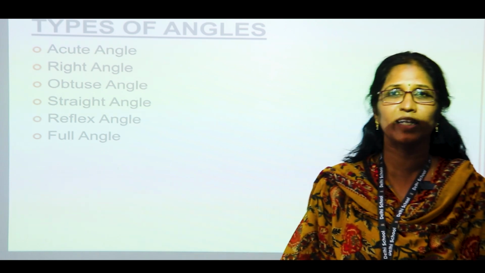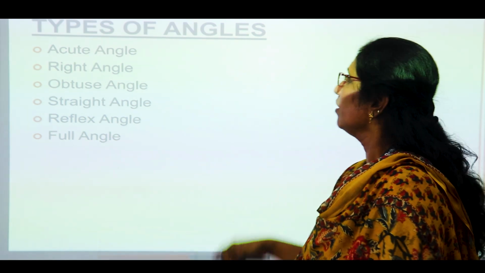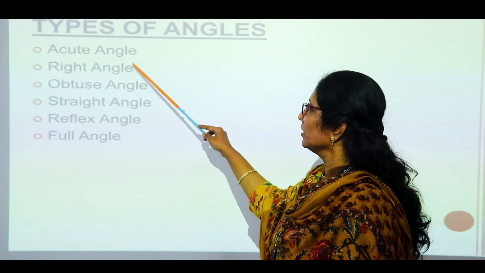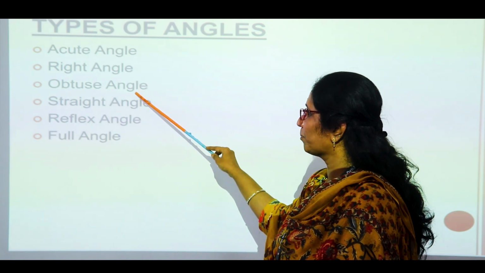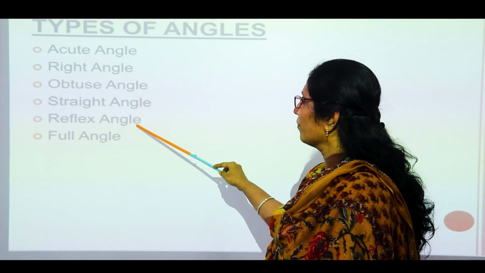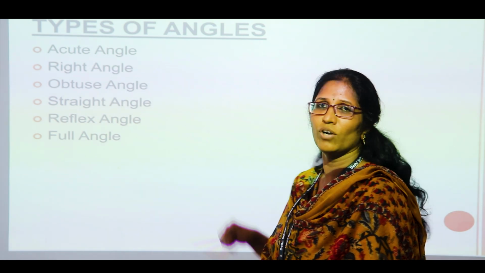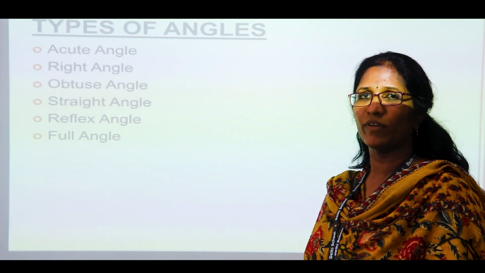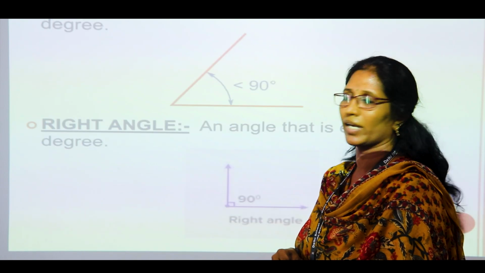Coming to the types of angles, there are 6 types of angles. One is the first acute, second right, third obtuse, fourth straight, fifth reflex and sixth full angle. Now let us learn one by one clearly what are those types of angles.